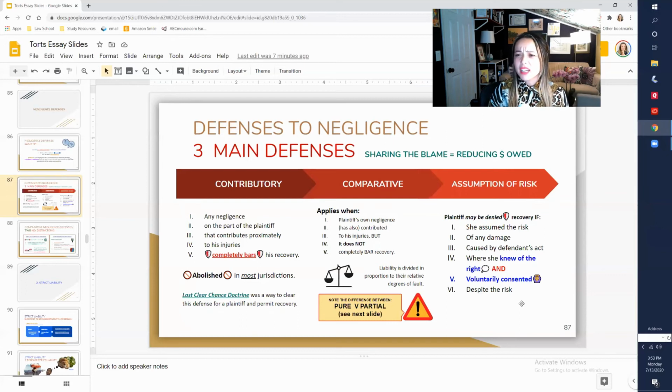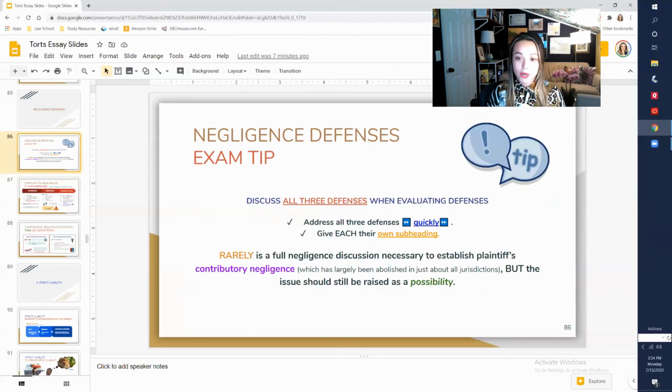And sometimes, actually every single time, we always know this in legal hypotheticals, there are always going to be facts in there to indicate if there was some kind of risk that the plaintiff assumed. So you always want to put that in there. And that's your step-by-step analysis of going through your defenses in negligence. So remember, go through them all quickly, address all of them, give them their own subheading.